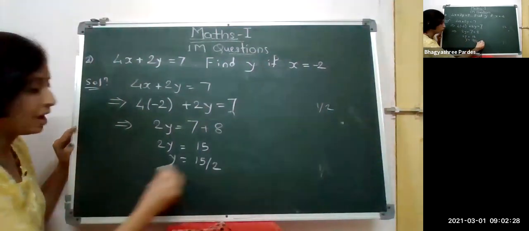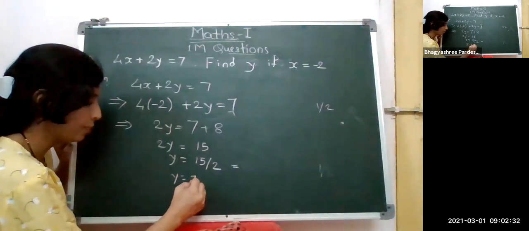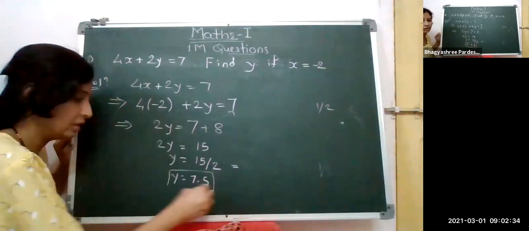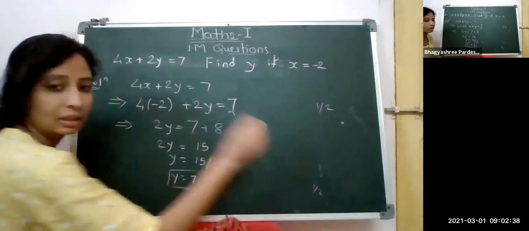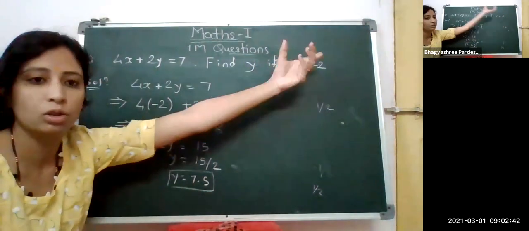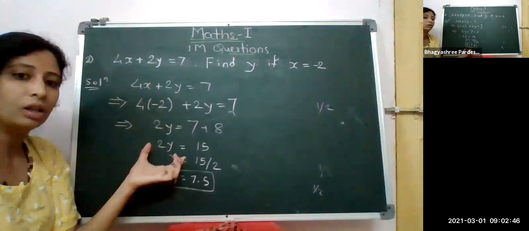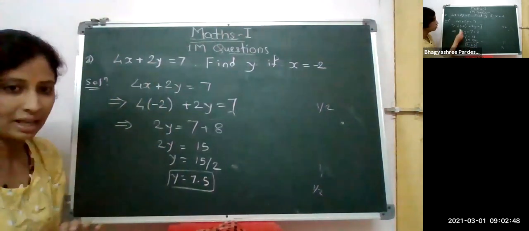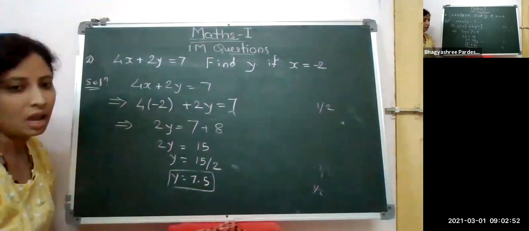You can keep it as it is, or we can simplify this. So that is y equals 7.5. And then for this final answer, we are getting our remaining half mark. Clear, student? It's very easy. We have to find y. X was given, so simply put the value of x in the given equation, solve that, and we will get our required answer here. So for substitution, half mark, and for the final answer, the other half mark.